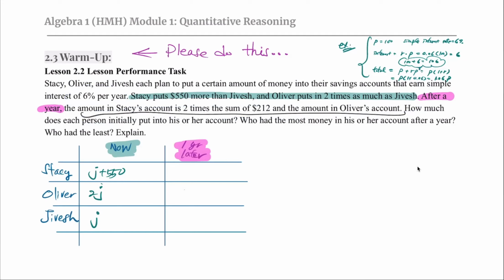So Javesh will have whatever he has times 1.06. What does he have? J. Oliver, what does he have? Yeah, 1.06 times 2J. Stacy, how much does Stacy have? That's 1.06 times J plus 550. That's it.